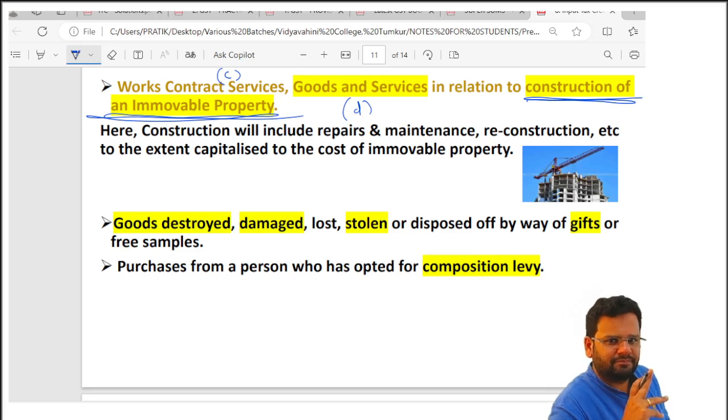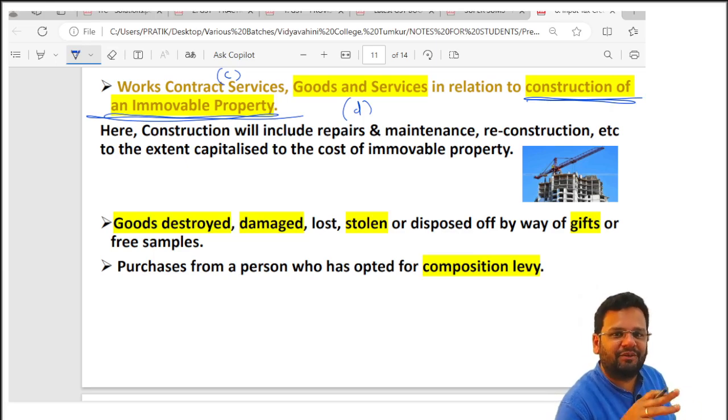Then allowed. For contractor, it will be allowed. For construction company, it will be allowed. For normal businesses, it will not be.